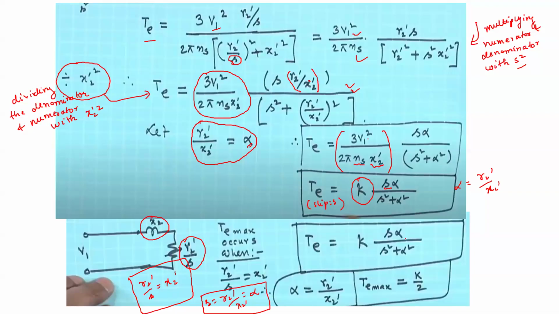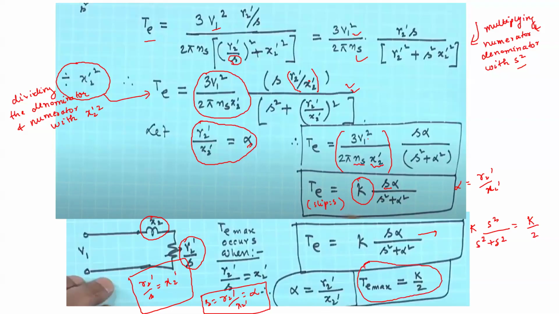So in this expression of torque, let us substitute s equal to alpha. So this is K into s square, because alpha is equal to s. So s into s is s square, divided by s square plus s square, because alpha and s are the same for the maximum torque condition, remember. So what we are left with is k by 2, because s square by 2s square. So the maximum torque value is k by 2.